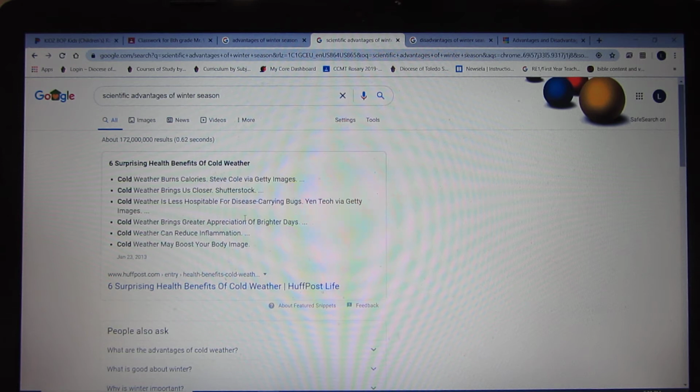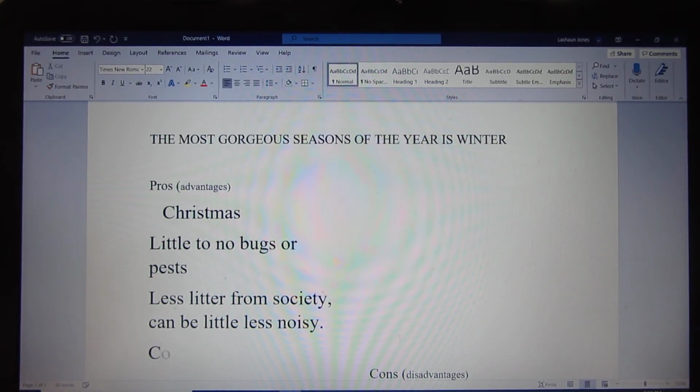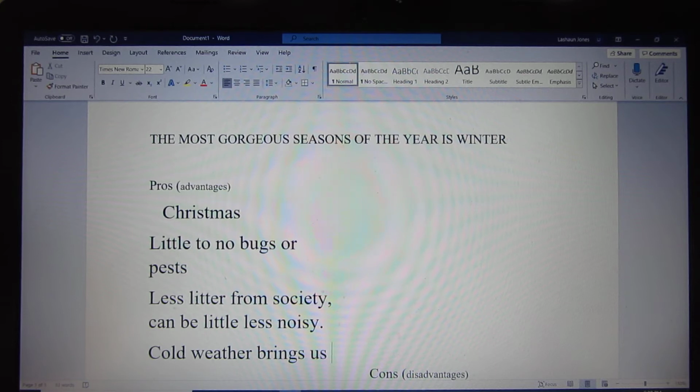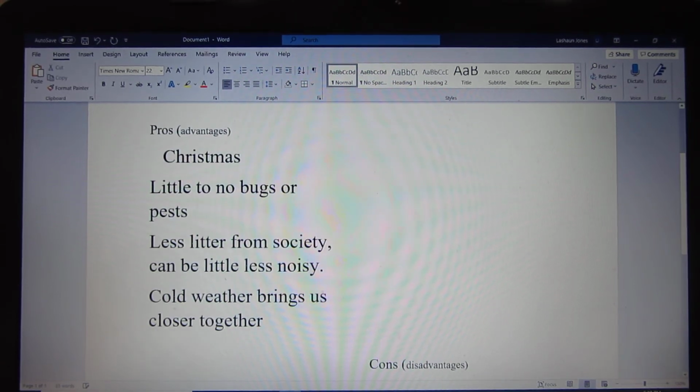So I'll flip it on over to the scientific advantages of winter. And I'm gonna write a couple of these things down. Says cold weather brings us closer together. I'm gonna write that down. That's pretty good. I know I can write about that. So cold weather brings us closer together. Unless there's a pandemic, like there is right now.